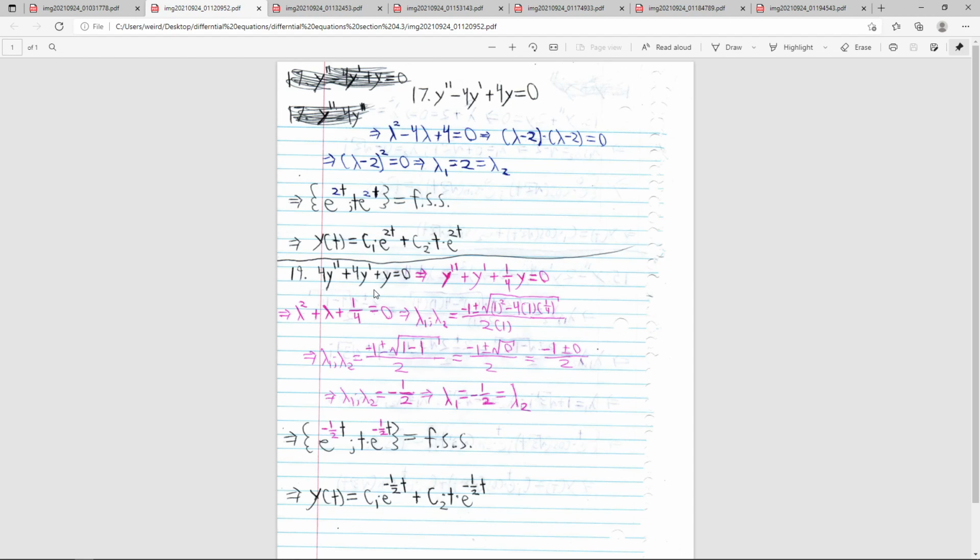Yeah, and then we have 4y double prime plus 4y prime plus y equals 0. So we divide everything by 4 first to get y double prime plus y prime plus 1/4 y equals 0. And then we can set it up as a characteristic equation and then solve that for lambda. Yeah, we could have probably solved this just like this one here, but hey, it doesn't hurt to do it this way sometimes if you're not sure, if you can't come up with it.